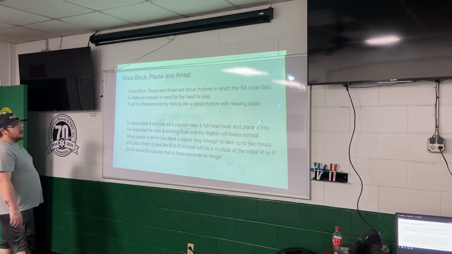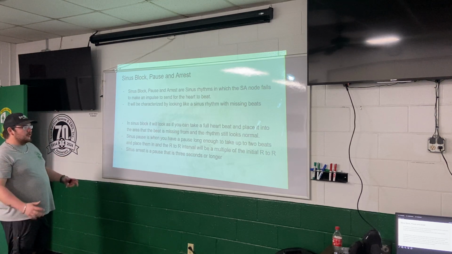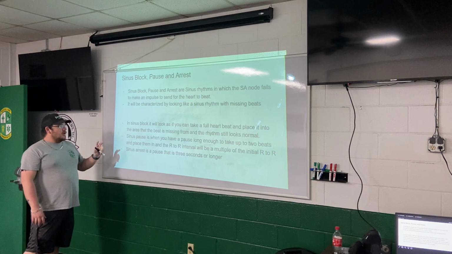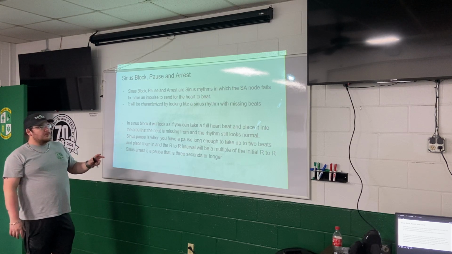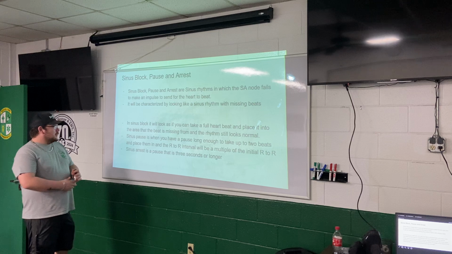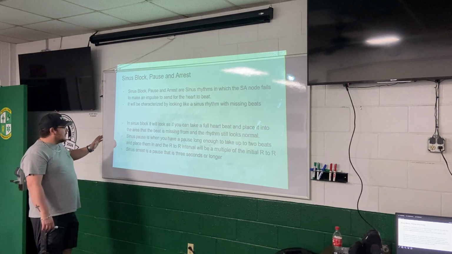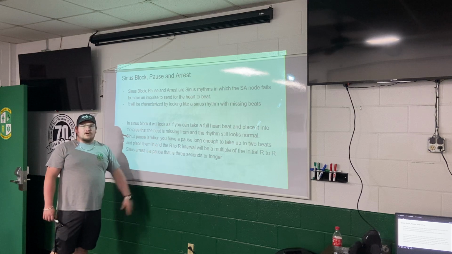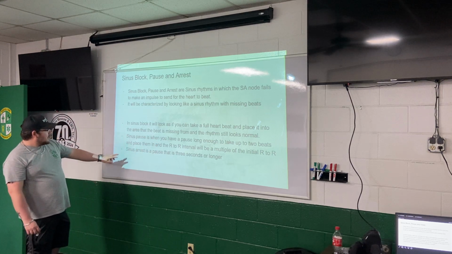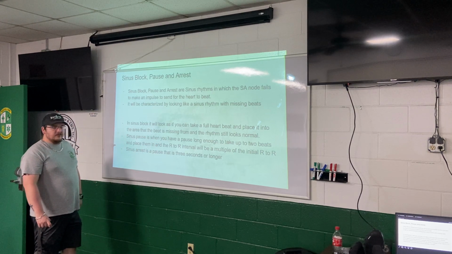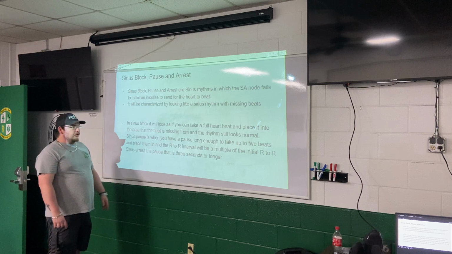Sinus pause is when you have a pause long enough to take up to 2 beats and place them in an R-to-R interval that's going to be a multiple of the initial R-to-R. Which means if you have an R-to-R of 14, if you're missing 2 beats, you should be able to plug 28 blocks into that space. Sinus arrest is going to be a pause that's going to last up to 3 seconds or longer.